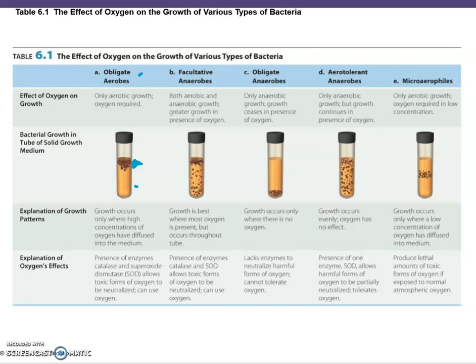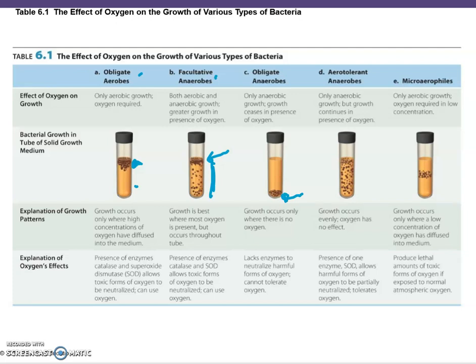Then here we have the facultative anaerobes. These guys grow everywhere. They tend to grow better with the presence of oxygen, so they can do aerobic metabolism, which is usually more efficient in generating energy, and so they like the oxygen, so you'll find a lot of them on top, but you will find growth throughout the entire test tube. Here's the opposite extreme to the obligate aerobes. These were the obligate anaerobes, and these guys only grow here on the bottom. They really hate oxygen. In fact, they're harmed by oxygen.